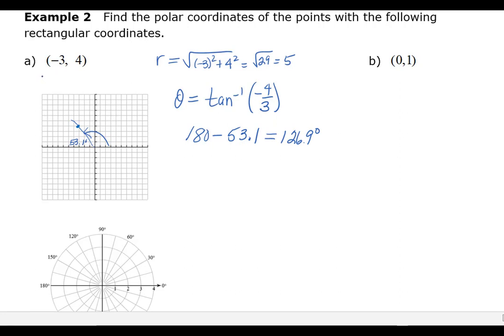To write negative 3, 4 in polar coordinates, it's going to be 5, 126.9 degrees. Right? So our distance away from the pole is 5, and the angle that we make with the polar axis, which is really this horizontal axis here, is 126.9 degrees. All right, let's look at example 2b. We want to convert the ordered pair negative 1, 0 to polar coordinates. So again, I think it's helpful to graph that point.